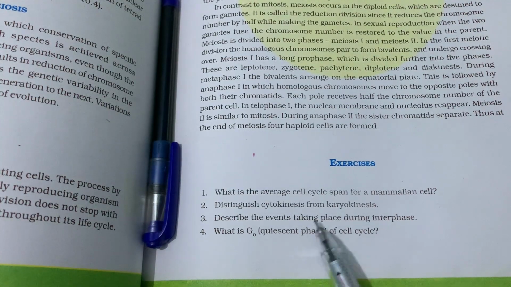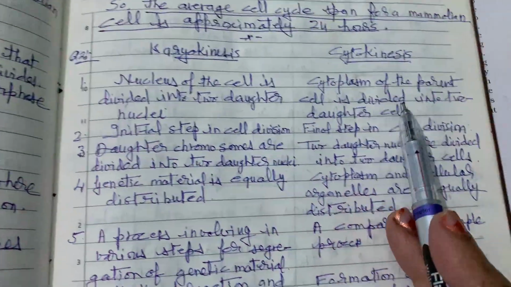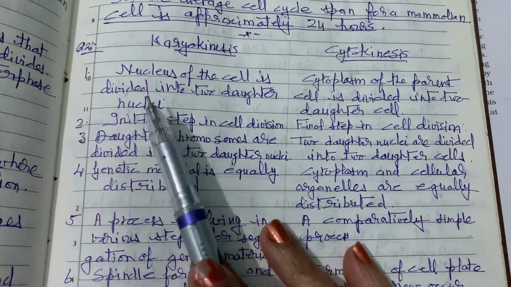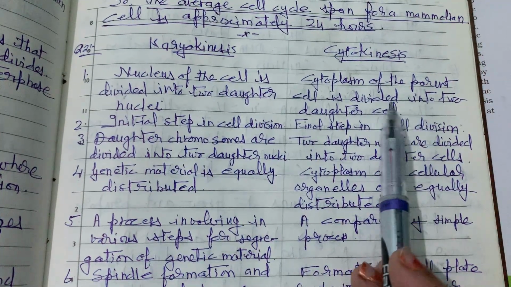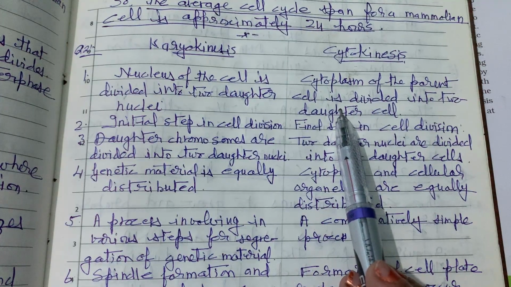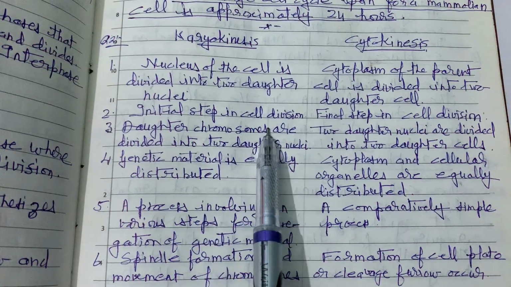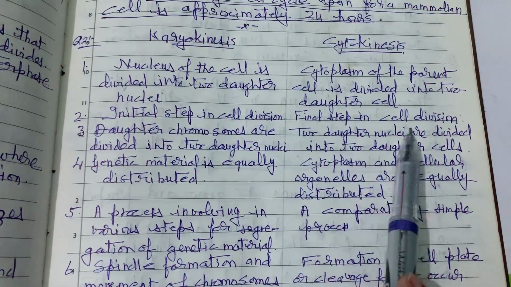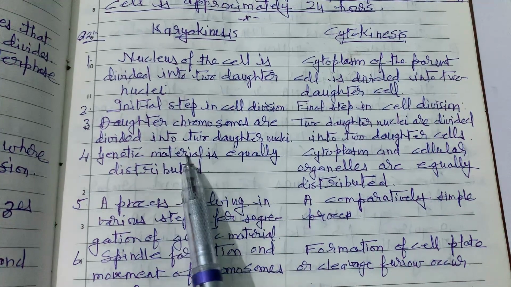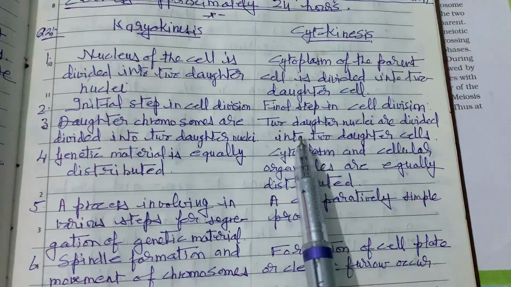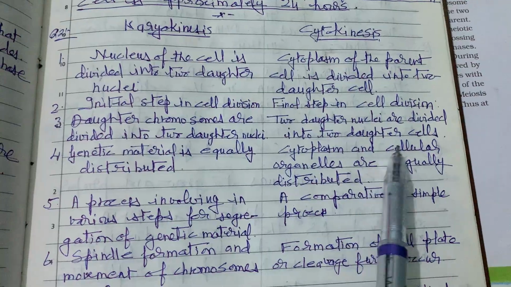Next, distinguish cytokinesis from karyokinesis. Now here you can see karyokinesis and cytokinesis. Under karyokinesis, the nucleus of the cell is divided into 2 daughter nuclei. Under cytokinesis, the cytoplasm of the parent cell is divided into 2 daughter cells. Second point, initial step in the cell division, final step in the cell division. Under karyokinesis, daughter chromosomes are divided into 2 daughter nuclei. Here, under cytokinesis, 2 daughter nuclei are divided into 2 daughter cells.